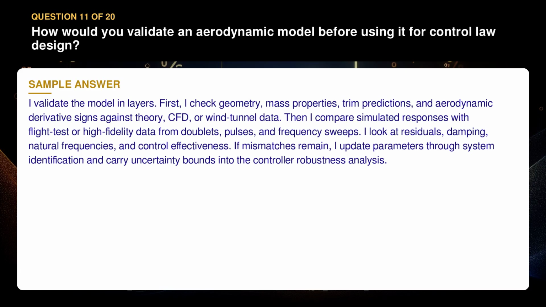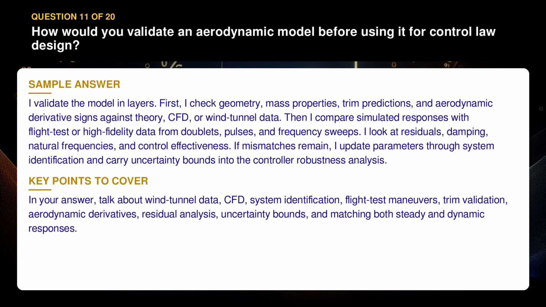If mismatches remain, I update parameters through system identification and carry uncertainty bounds into the controller robustness analysis. In your answer, talk about wind tunnel data, CFD, system identification, flight test maneuvers, trim validation, aerodynamic derivatives, residual analysis, uncertainty bounds, and matching both steady and dynamic responses.